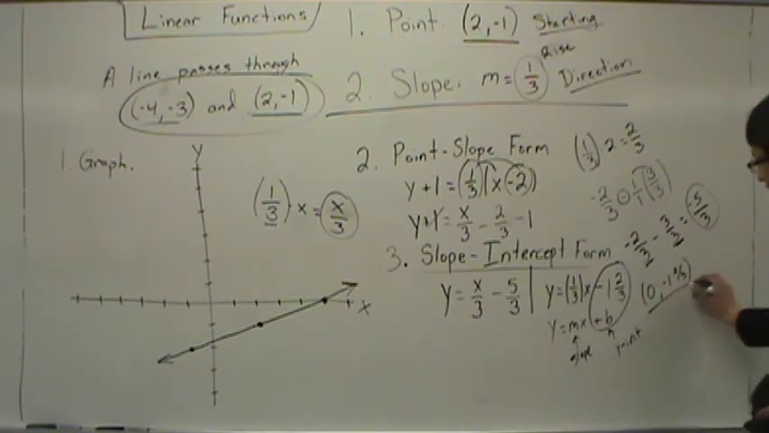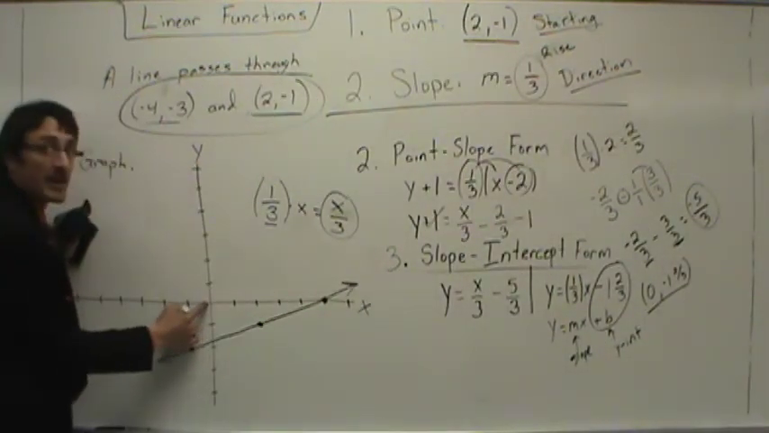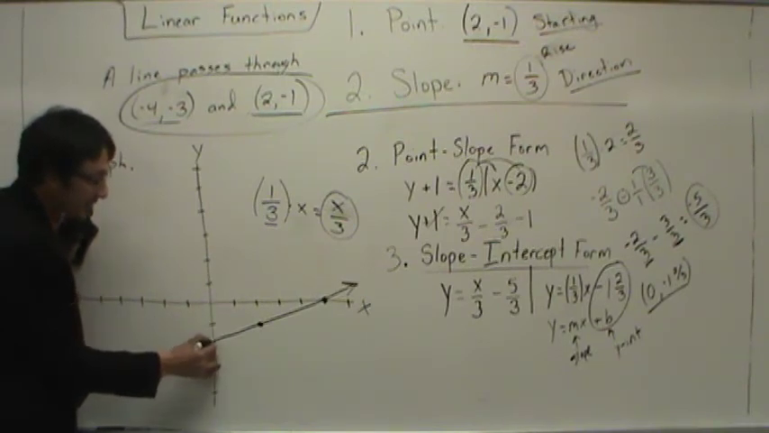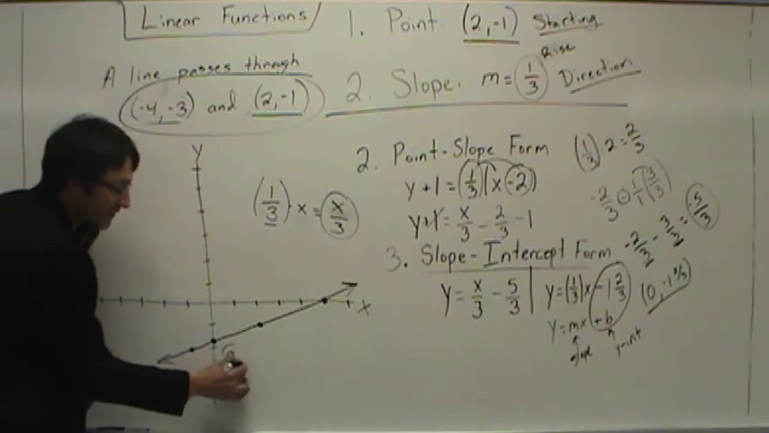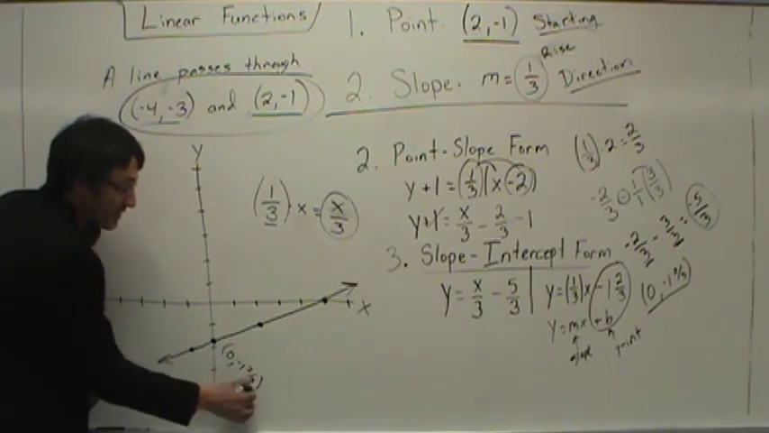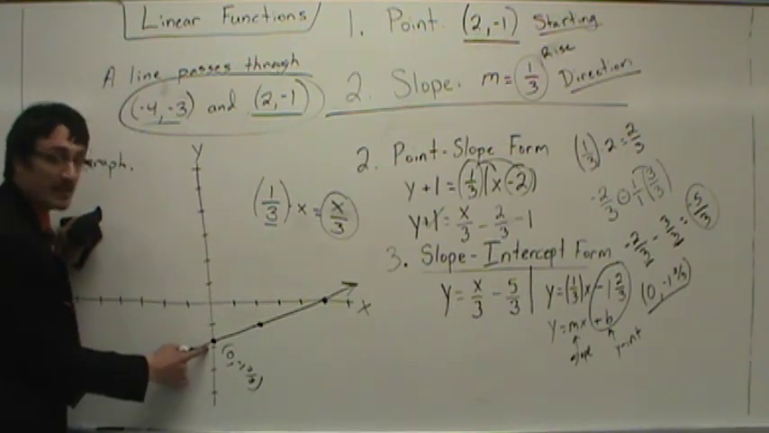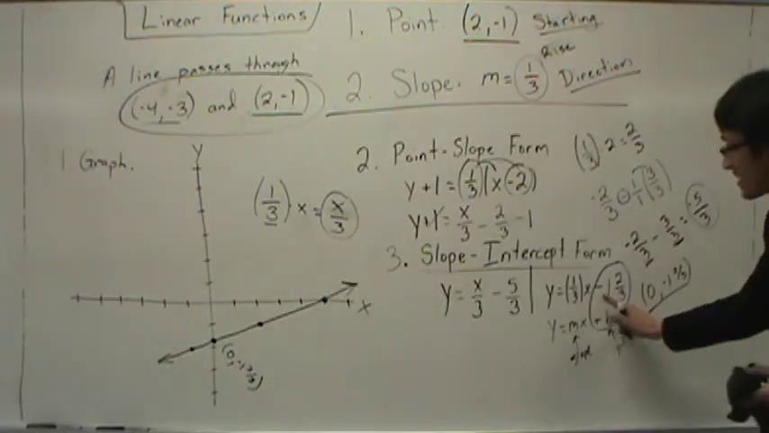Let's look on our graph. Is this point here? 0, negative 1 and 2/3 means do not go left and right. Go down 1 and 2/3. So go down 1 and part of a whole. There it is. So this is the point 0, negative 1 and 2 thirds. Notice that this point is a little more than halfway between negative 1 and negative 2. So it's consistent. It matches up. You should always stop and double check.